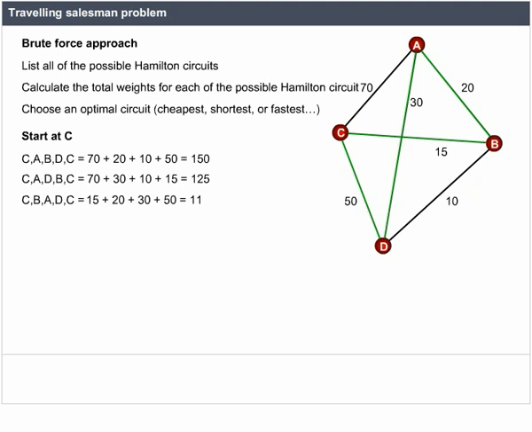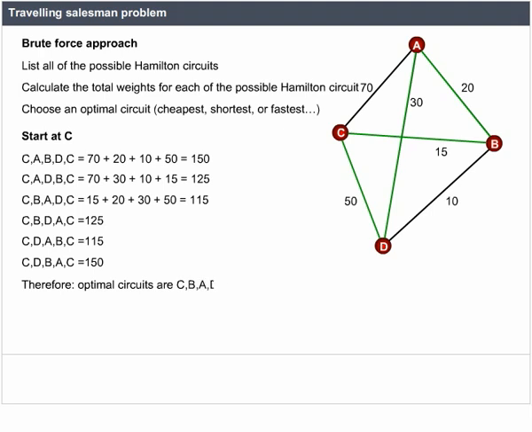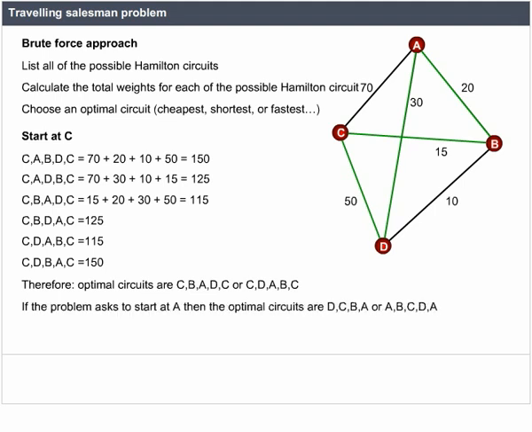C, B, D, A, C equals 125. C, D, A, B, C equals 115. C, D, B, A, C equals 150. Therefore, the optimal circuits are CBADC or CDABC. If the problem asks to start at A, then the optimal circuits are A, D, C, B, A or A, B, C, D, A.